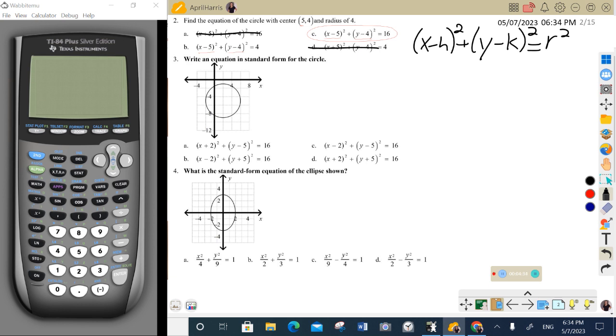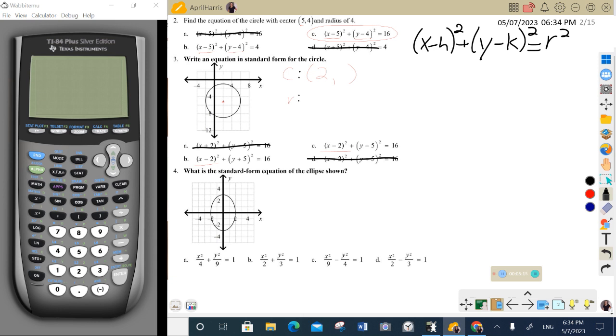Okay, question number 3. It wants the standard form of the circle. So before I can do that, I need to find the center and the radius. All right, and so the center is somewhere right in here-ish, okay? And so it looks like the x value is going to be 2, which means in the equation we want minus 2. So we've eliminated A and D again. B has plus 5, C has minus 5. Well, so it's either going to be 5 or negative 5.